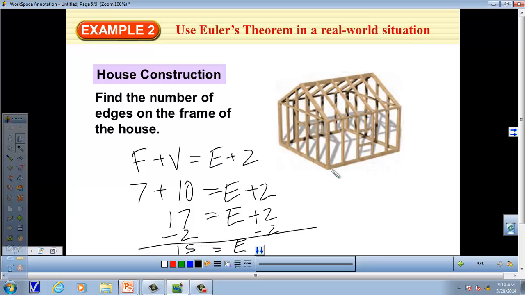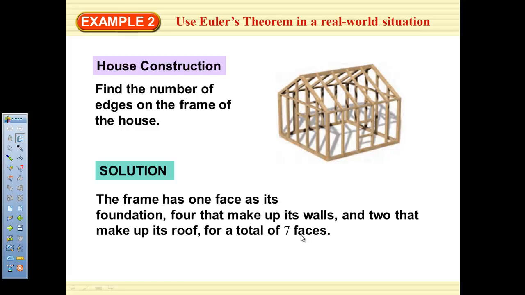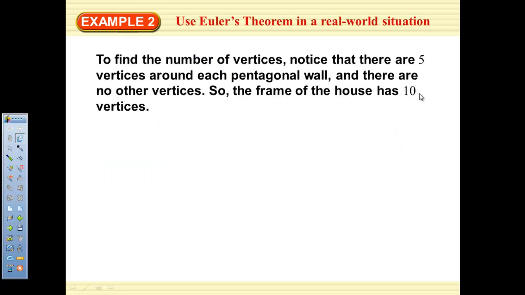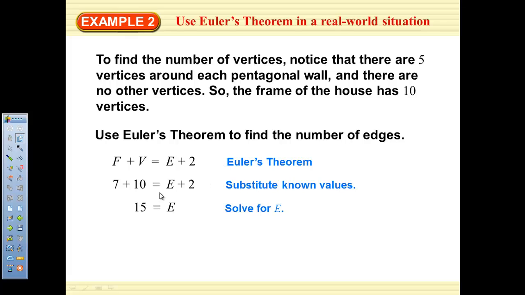And if we double check this, we've got 4 on the bottom, 5, 6, 7, and 8. Then we've got 9 and 10, 11 and 12, 13, 14, and 15 there. Okay? So again, 7 faces, 10 vertices. We plug it all in, we get edges is 15.